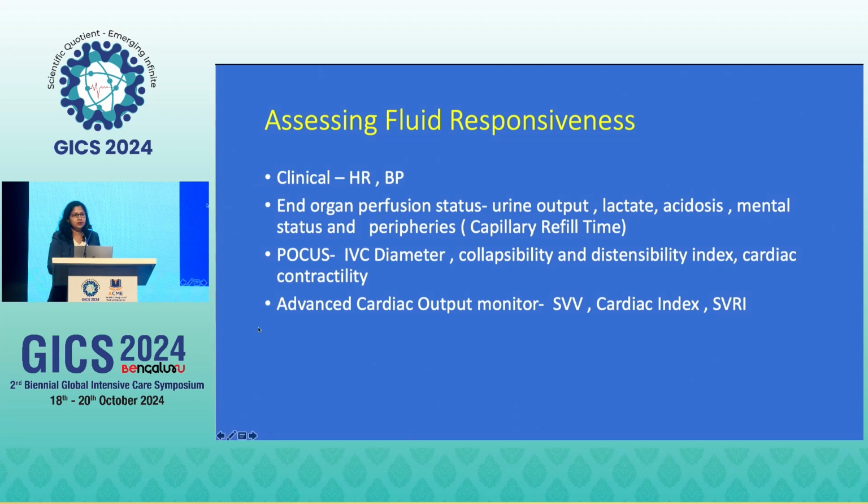We'll wait for 2025-26, I think the next guidelines are due. We'll see if it is coming up there or not.